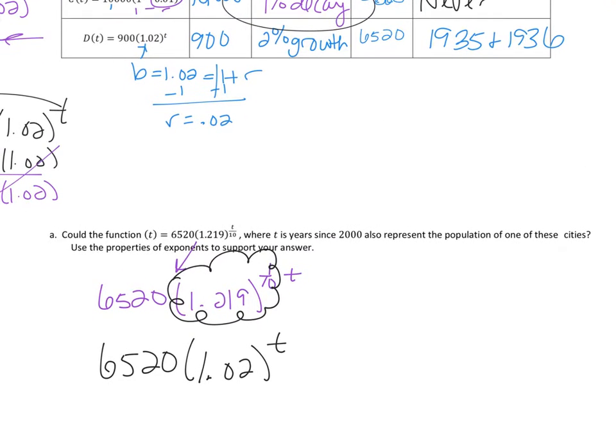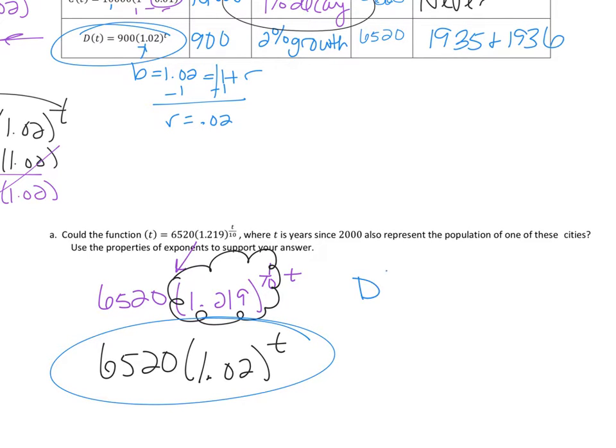Now, this is very similar to a function up here. It's very similar to D of T. If you notice, they both have the same b value. So D of T is very similar. It says to use the properties of exponents to support your answer. It would represent D of T because they have the same growth rate of 2%.